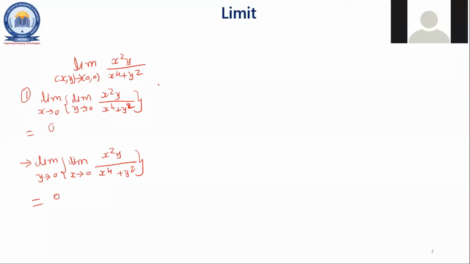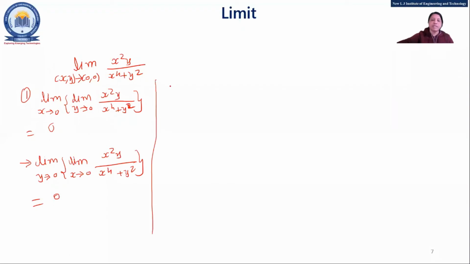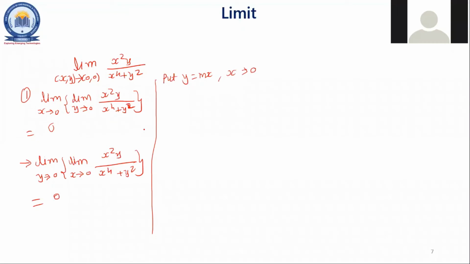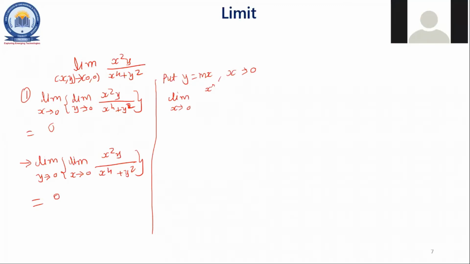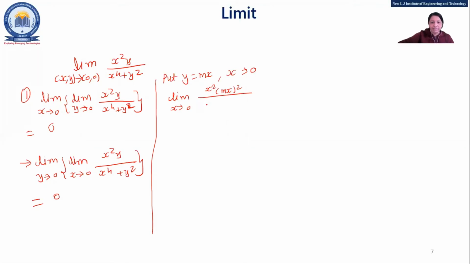Then what is the next procedure? Put y equal to mx. Have you calculated that? And x tends to 0. Okay, what is the answer for that? 0. That is limit x tends to 0 and y equal to mx. So x square into mx square, upon x raised to 4 plus y square, so m square x square. What is the answer of this? 0.